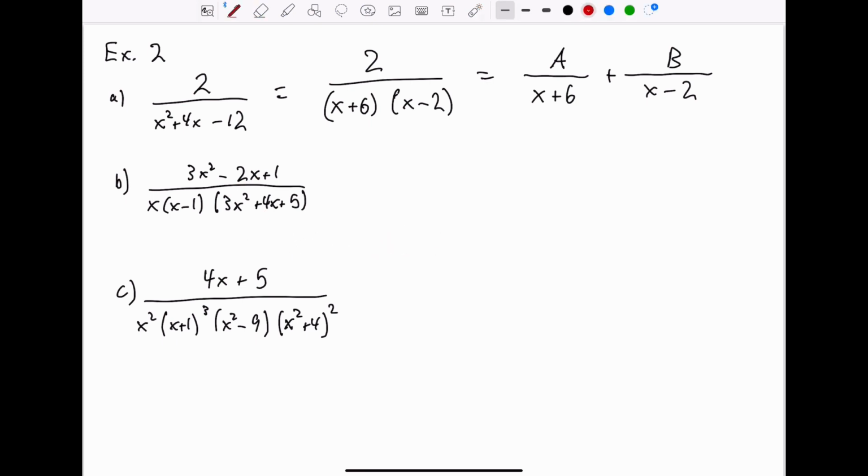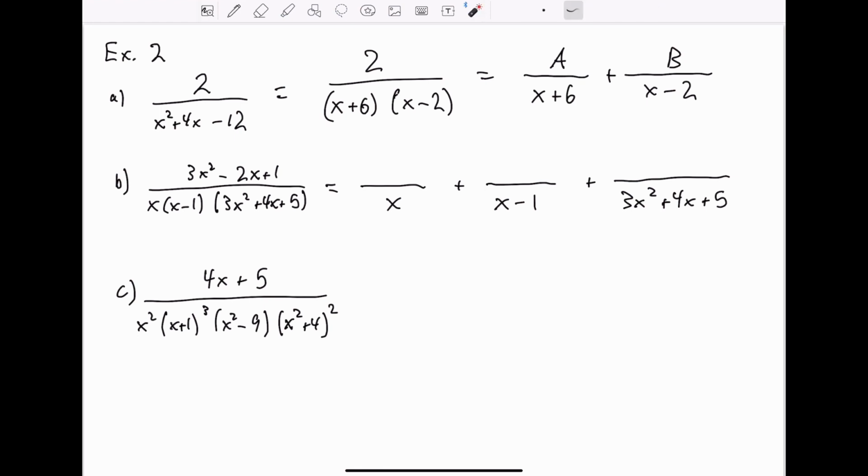I have 3 factors, so I'm going to write 3 fractions. The first one has a denominator of x, the next one has a denominator of x minus 1, and then the last one has the irreducible quadratic, 3x squared plus 4x plus 5. For each of the linear factors, I put a single constant in the numerator, A, B. For the irreducible quadratic, I put a linear factor in the numerator, Cx plus D.